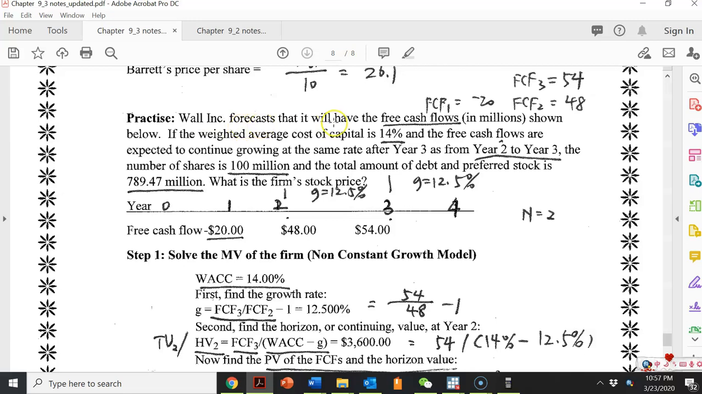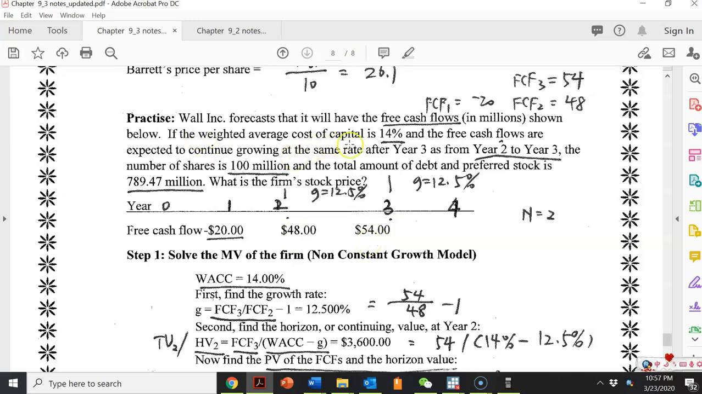This company forecasts that it will have the free cash flow in millions shown below. As shown on this timeline here, we have year 0, 1, 2, 3, 4, and the free cash flow for 1, 2, 3 are here. Free cash flow 1 is negative 20 million, free cash flow 2 is 48, free cash flow 3 is 54.